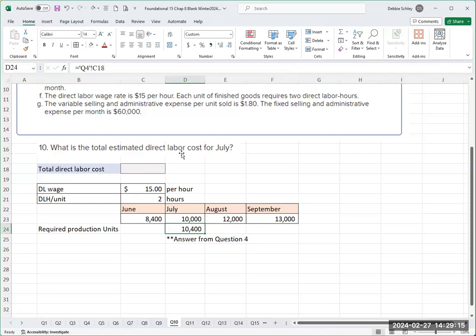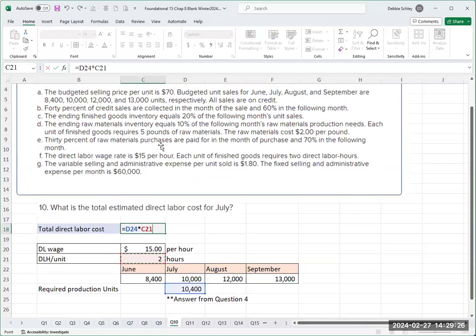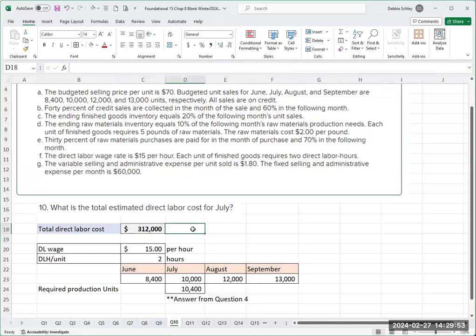So to figure out what my direct labor cost is, I need to take my units times how many hours it takes per unit, which they told me in, let's see, in F. They told me it's 2 direct labor hours per unit and I'm paying $15 an hour. So 2 times the units gives me hours, and then times it by the labor wage per hour gets me to my direct labor cost. So I went from units to hours to dollars, all in one cell.